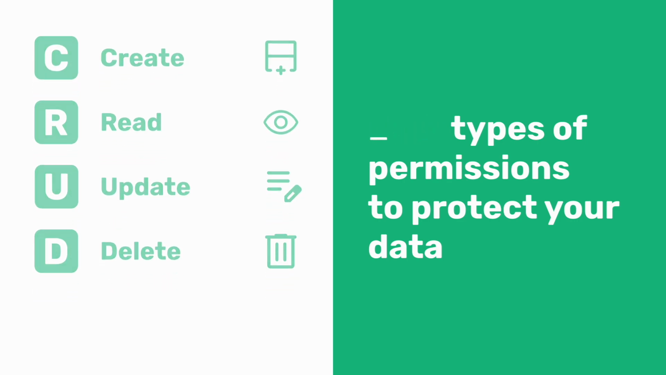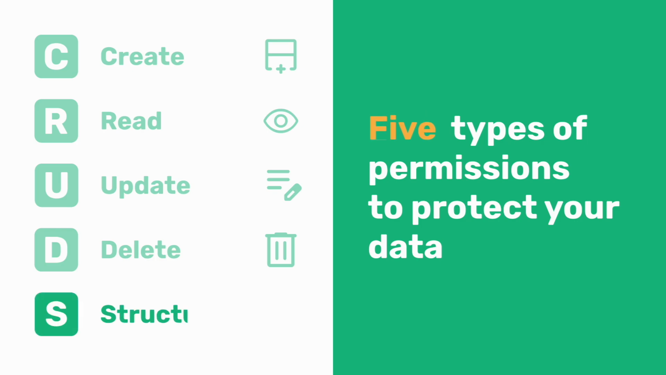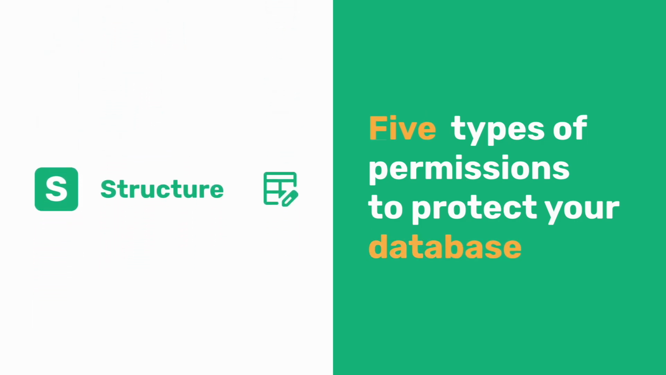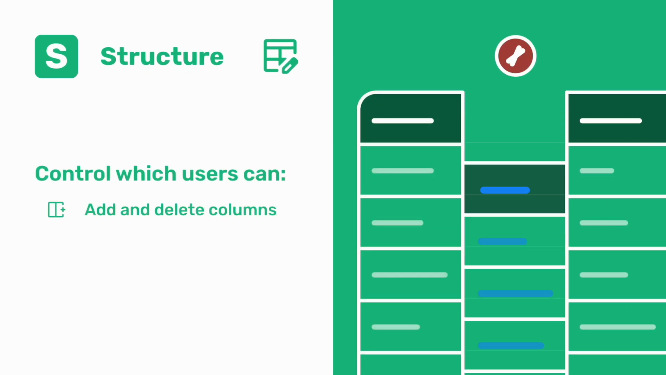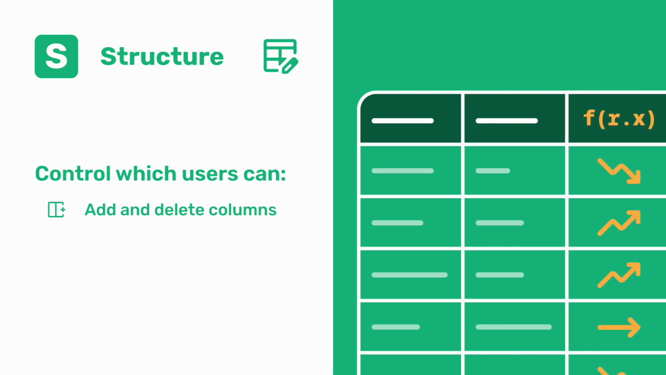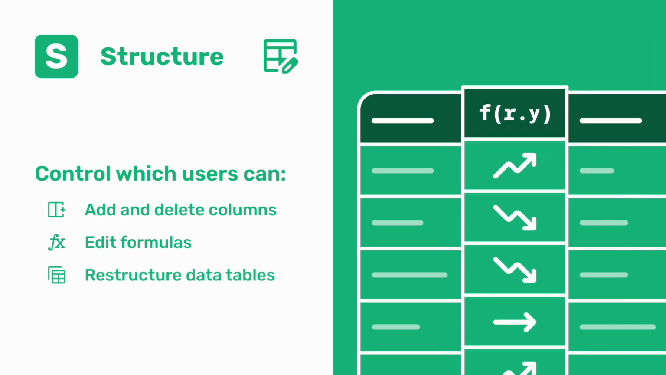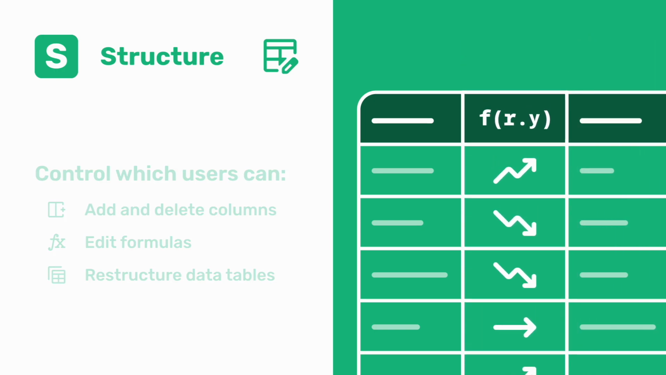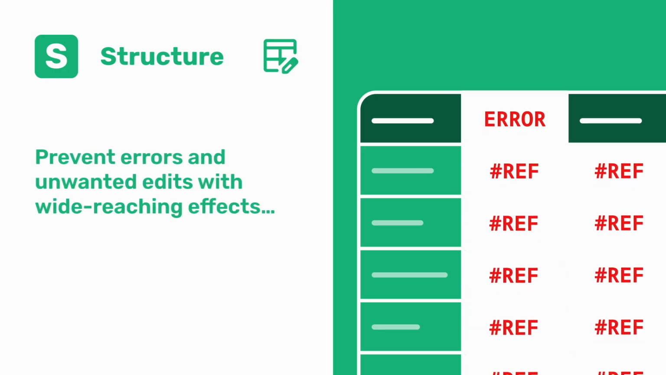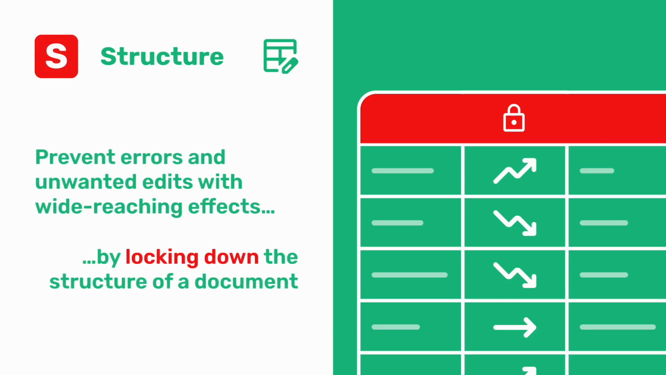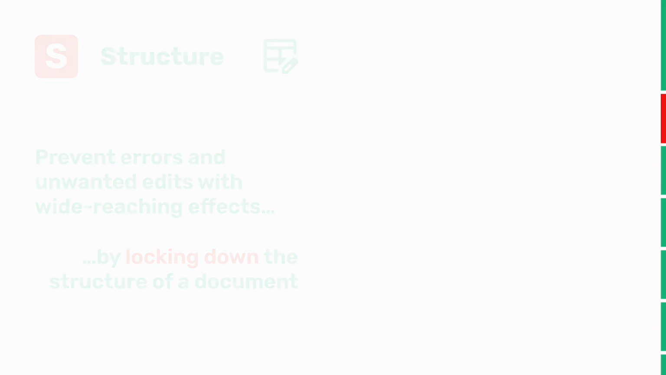Grist introduces a fifth type of permission, structure, to help you secure your database and not just what's inside of it. Use the structure permission to control which users can add and delete columns, change column formulas, and restructure data. Structural changes can have wide-reaching effects across your entire database. Lock down structure when sharing your data to prevent unintended or malicious edits.